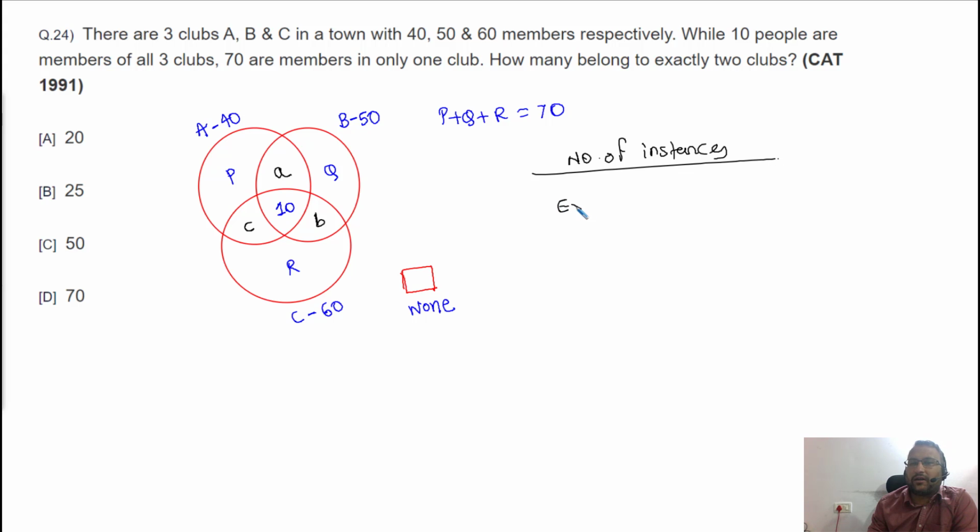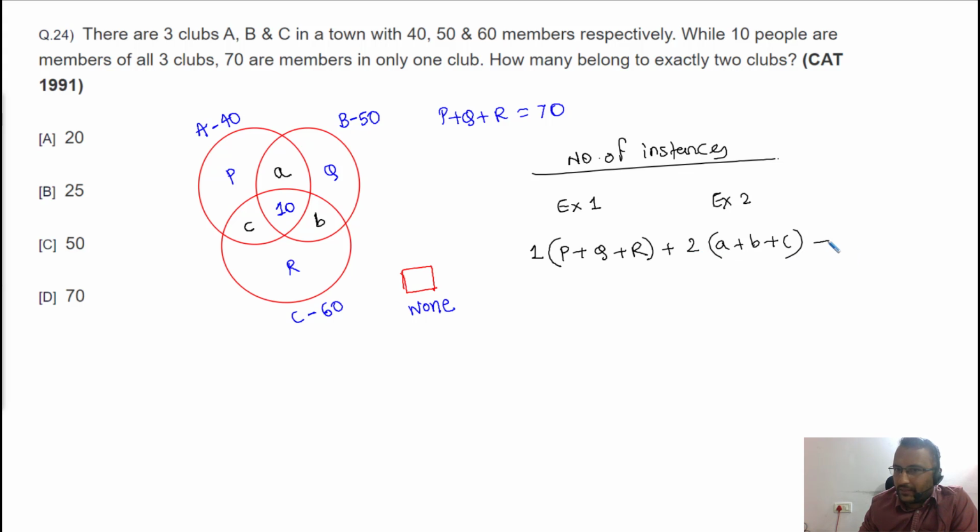So exactly 1 is P plus Q plus R. P is counted only once, Q is counted only once, R is counted only once. Now exactly 2 is A plus B plus C. A is counted in 2 sets, B is counted in 2 sets, C is also counted in 2 sets. So 2 times A plus B plus C is the number of instances. Plus exactly 3 is 10. These 10 people, they are counted in all 3 sets. So the number of instances over here is 3 into 10. This addition is equal to total number of instances 40 plus 50 plus 60.